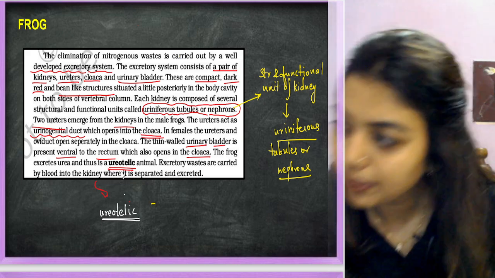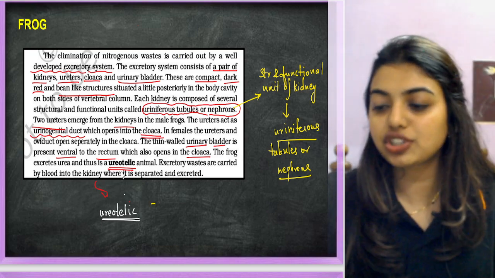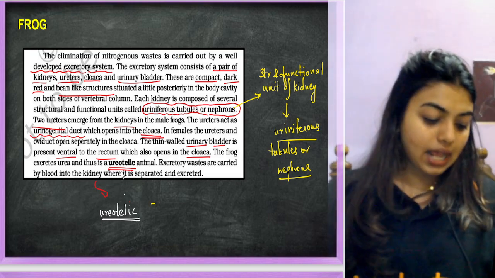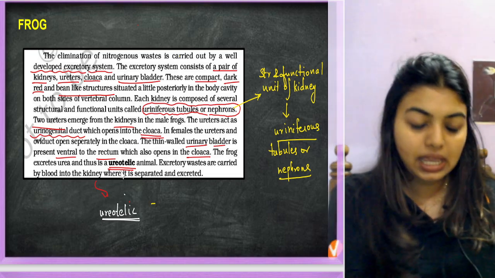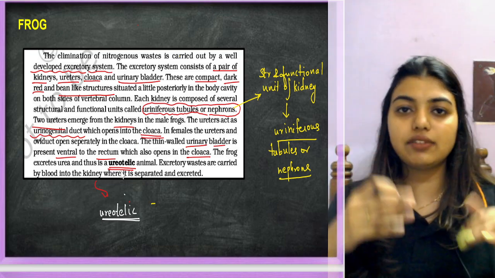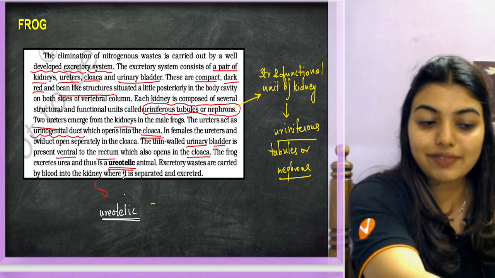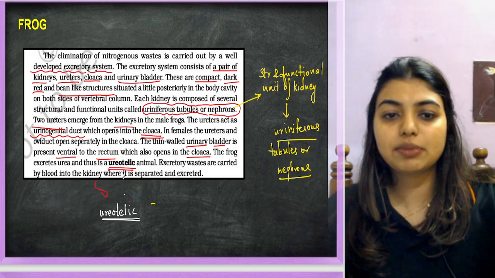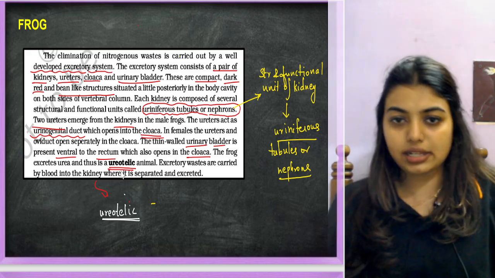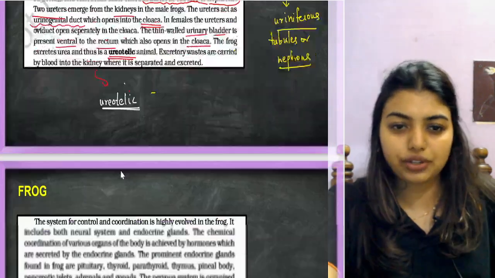Now the functional and the structural unit of kidney is going to be uriniferous tubules or nephrons. These two ureters emerge from the kidney and will be called the urinogenital duct. The thin walled urinary bladder is present ventral to the rectum. The frog secretes out urea, so it is called ureotelic. Now what else did we miss? Kidney is bean shaped, dark color, all this you already know.